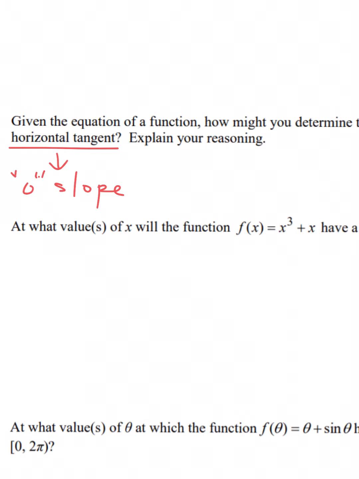So what that would mean is, if my function was f of x, then I want to find where f prime of x equals 0. So what x values would give me 0?